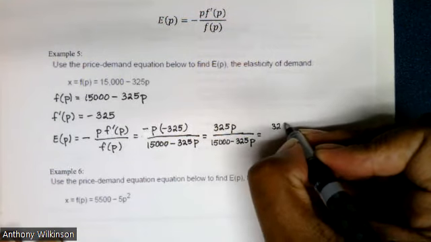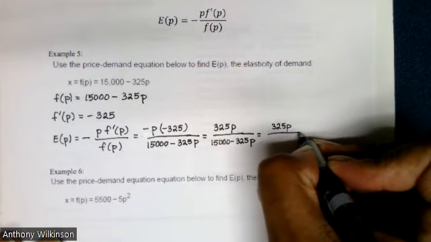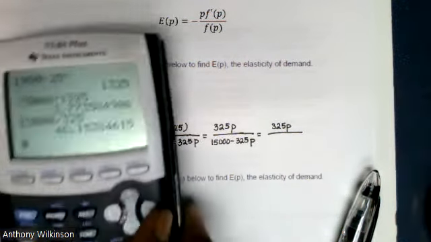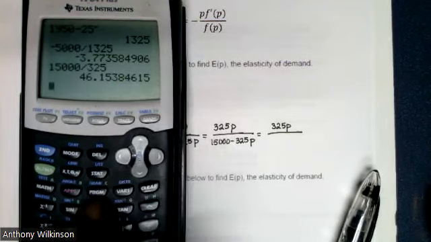Let's see if I can simplify this a bit. That denominator does have a common factor in it. And if I try to factor 325 out, that's going to give me a decimal. But the largest number that could go into 325 and 15,000, and I'll show you how to do this here.